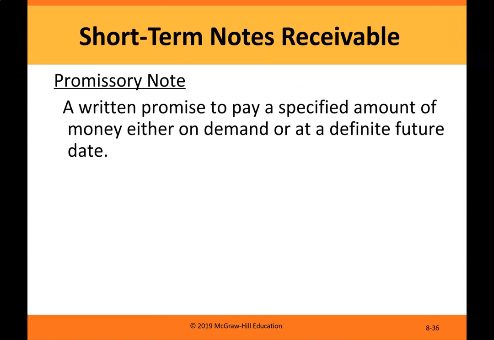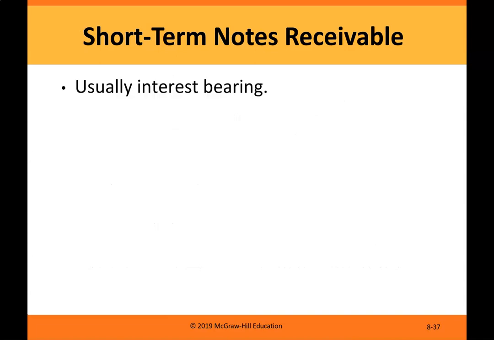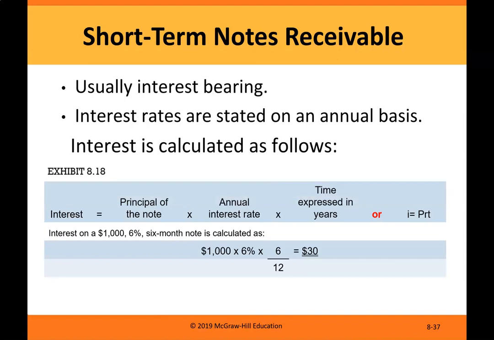Short-term notes receivable. Promissory note: a written promise to pay a specified amount of money either on demand or at a definite future date. Short-term notes receivable are promissory notes that become due within the next 12 months, or within the business's operating cycle if greater than 12 months. They are usually interest-bearing. Interest rates are stated on an annual basis.